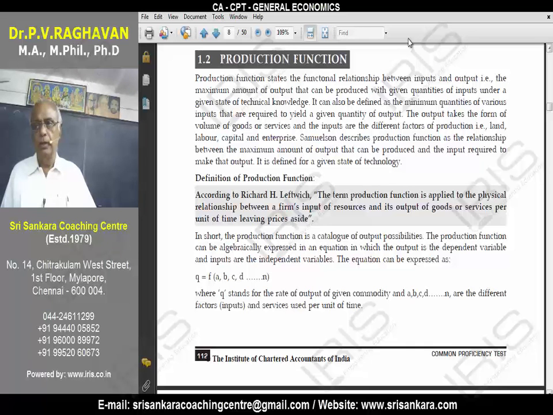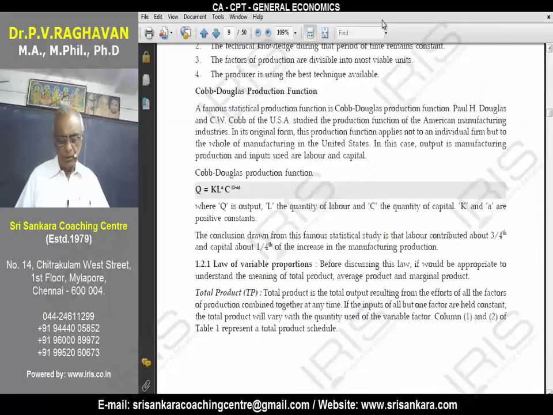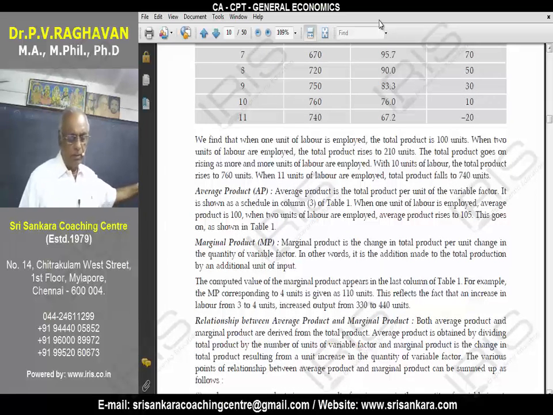Explain the terms total product, average product, marginal product. For understanding all production function, you have to do this one. Marginal product, average product. So, first, what is TP, total product? What is it? Add all marginal product. So, first point, total product. What is it? Sum of marginal product.